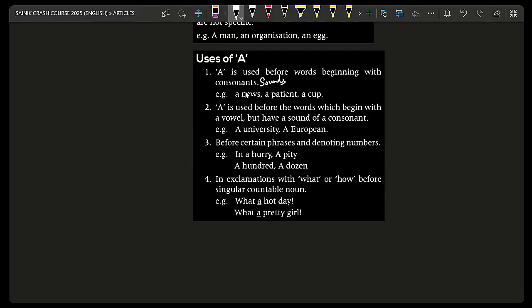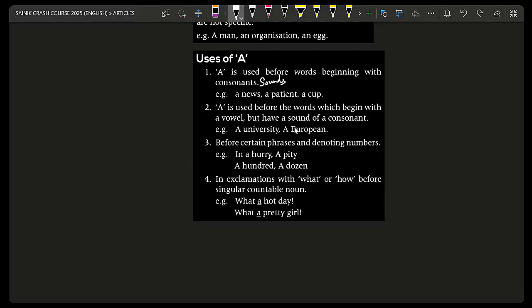A university. You can see the letter is U, but when you try to write it in Telugu and say university, you have to start with "ya". The "ya" comes, and "ya" is a consonant sound in Telugu. So we have to use "a". Even though U is a vowel, we are not using "an", we are using "a" only, because the first sound coming out of our mouth is "ya". "Ya" is a consonant sound.